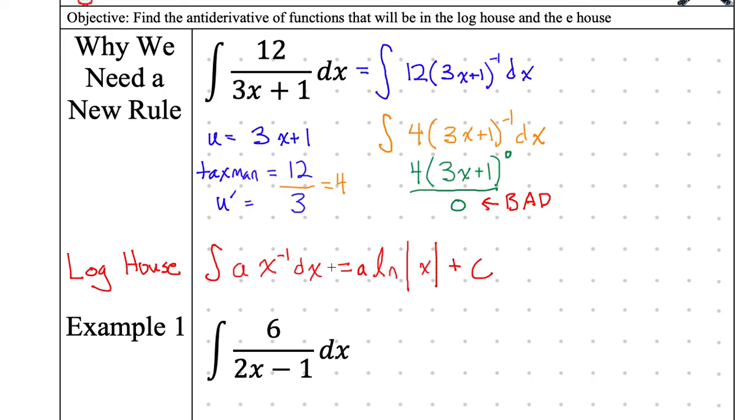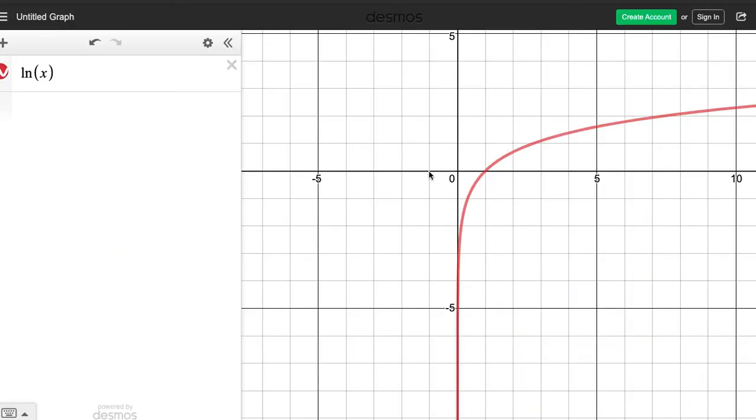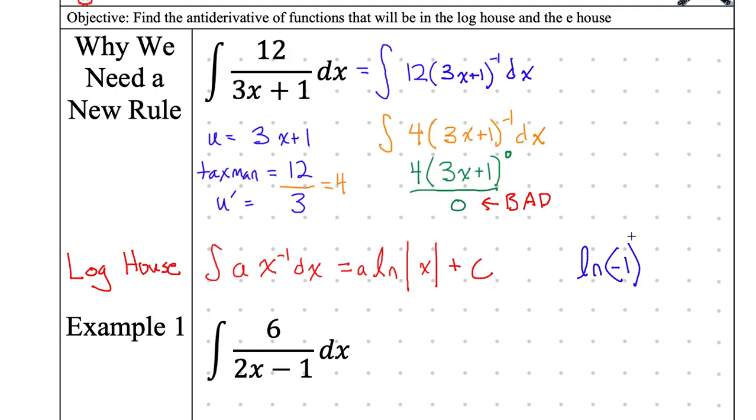So that's essentially what we're trying to say. You used to be able to plug in anything for x. Look, I can plug in negative 1. In the original function, I could plug in negative 1, because 3 times negative 1 is negative 3, plus 1, negative 2. This is negative 6. But when I take the antiderivative, if I plug in negative 1, natural log of negative 1, I'm no longer allowed to do that. If I come over here, negative 1 is right here. It doesn't exist. So in order to have a correct domain, you need to have absolute value. So I'll just make that note.